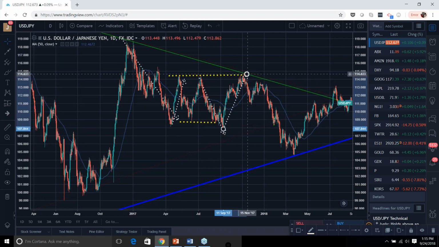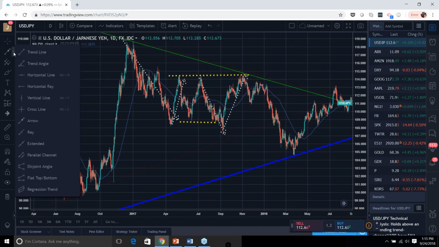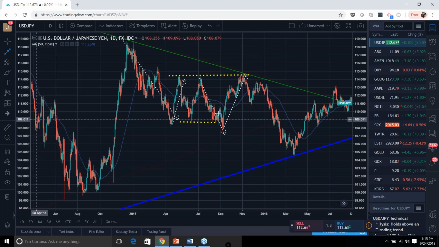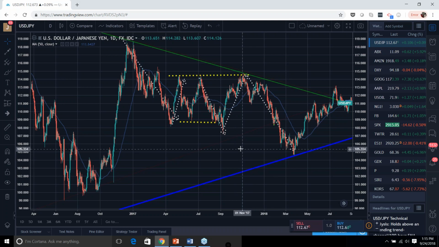You can see we have this long-term trend line coming down on the yen. We wedge back into a trend line off a triple top. That to me at the time is going to be potentially pretty bearish. And you can see we had a strong move there.